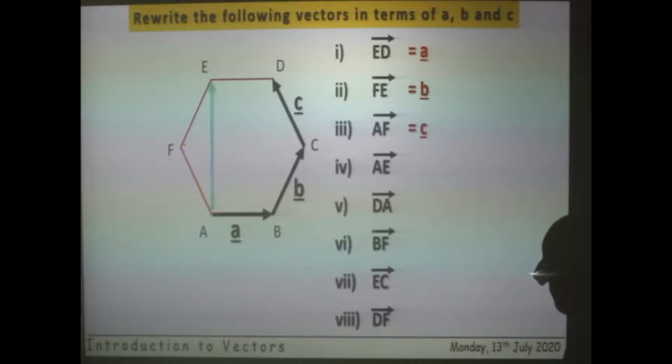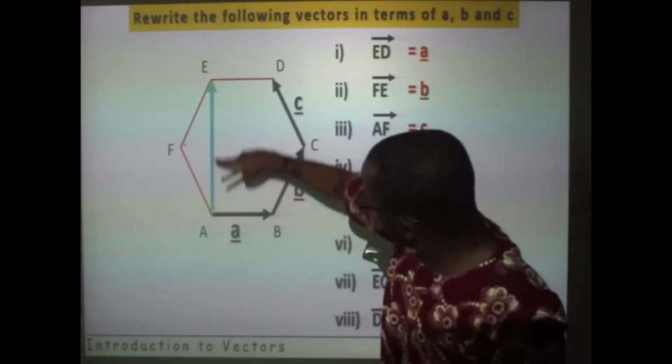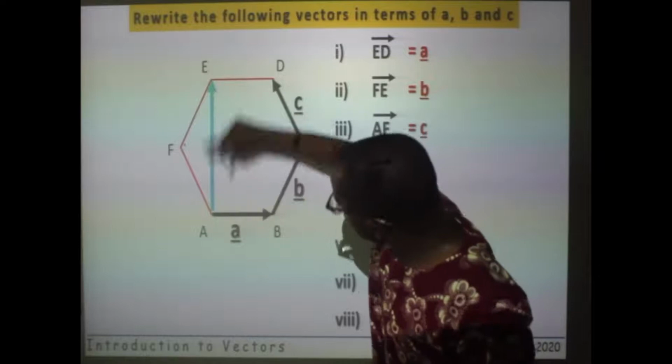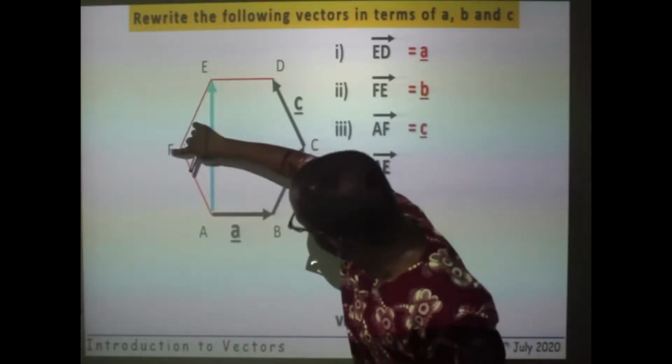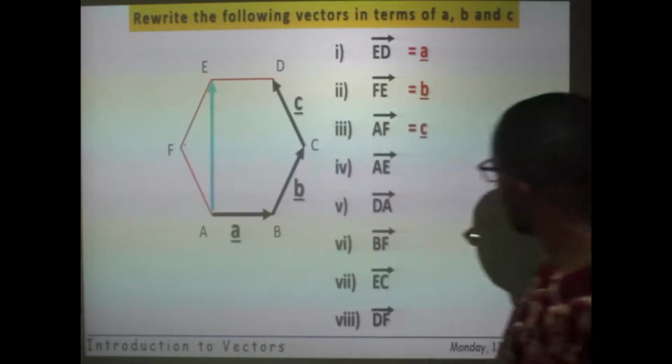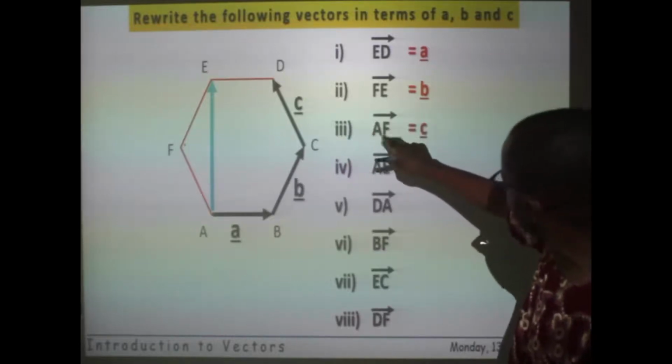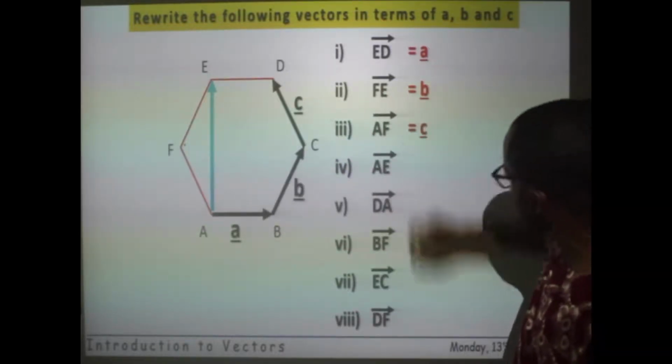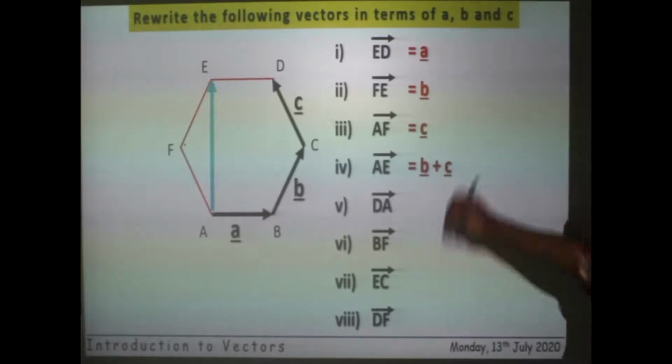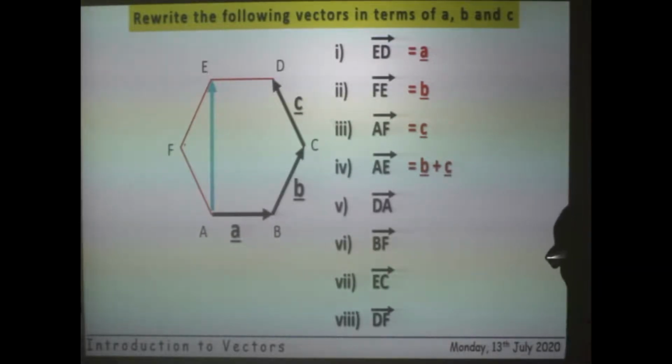AE. Look at AE. AE is the same as AF plus FE. AF plus FE. So it's going to be B plus C. Okay, there you go. How about DA?